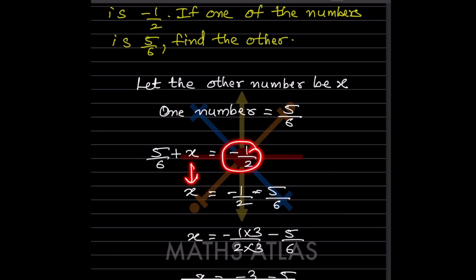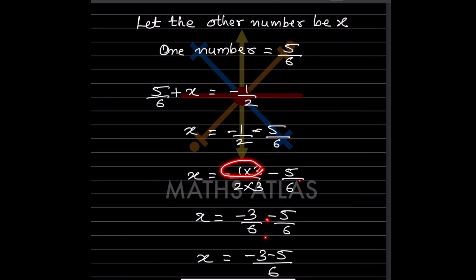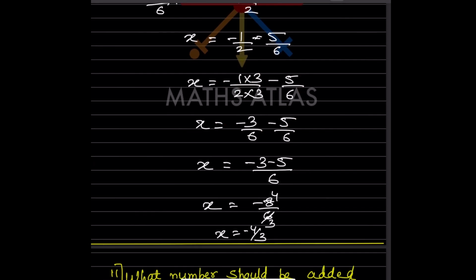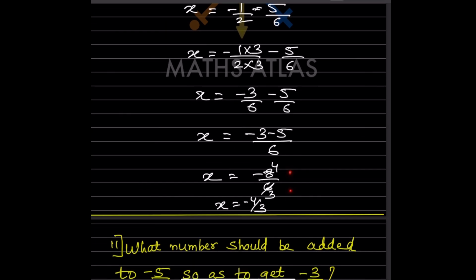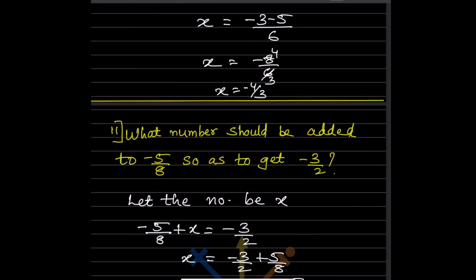x will be, this will be on its place, but this is plus actually here, so it will go to the other side. That is going to be minus. Now what you can see, the LCM is 6. So minus 3 by 6 minus 5 by 6. You will write here minus 3 minus 5 by 6. So that will be minus 8 by 6. Dividing by 2, that will be minus 4 by 3.